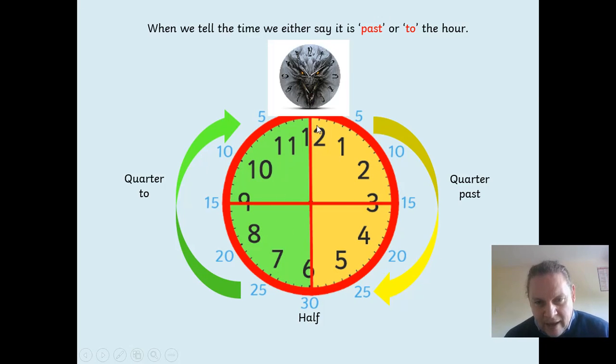Now, as it comes along here, we're past the monster, aren't we? Past the monster, past the monster. As soon as we get to the halfway point, we're now going to the monster, aren't we? As soon as we get past the 30, even that tiny bit here, we're on our way to the monster. So we're to the monster, to the monster.